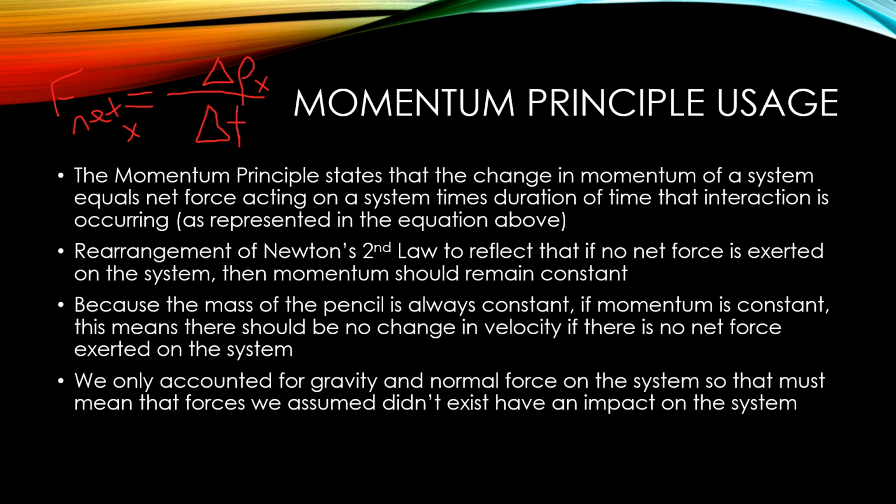The momentum principle usage. The momentum principle states that the change in momentum of a system equals the net force acting on the system times the duration of the time that interaction is occurring, as represented if rearranged in the equation above. It is a rearrangement of Newton's second law to reflect that if no net force is exerted on one system, then momentum should remain constant. Because the mass of the pencil is always constant, if momentum is constant, that means there should be no change in velocity if there is no net force exerted on the system. We only accounted for gravity and normal force on the system, so that must mean the forces we assumed didn't exist had an impact on the system.